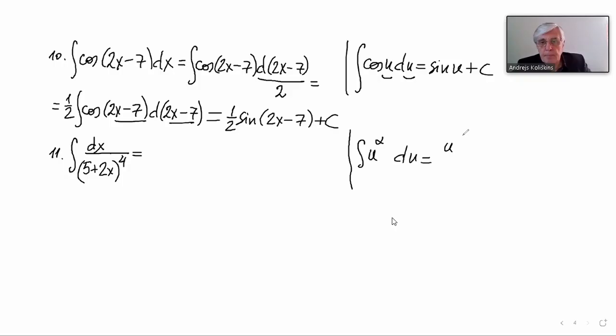So alpha is minus 4, right? So we have 5 plus 2x to the power minus 3 divided by minus 3, because alpha is minus 4, plus c. So the final result is minus 1/6 times 5 plus 2x to the power minus 3.